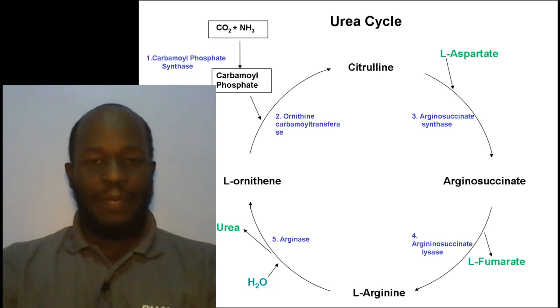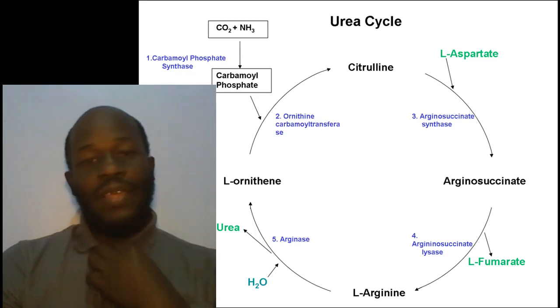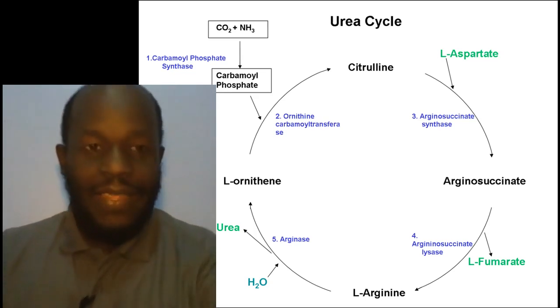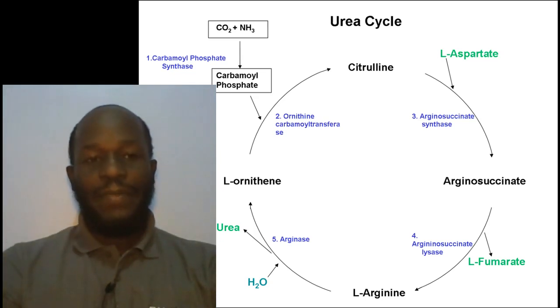Okay, now this carbamoyl phosphate enters the urea cycle. The carbamoyl phosphate that is produced when carbon dioxide and ammonia are converted by the enzyme carbamoyl phosphate synthetase enters the urea cycle and combines with ornithine. And remember, we said ornithine is a non-protein amino acid. So carbamoyl phosphate enters the urea cycle and combines with ornithine to form citrulline in the presence of an enzyme called ornithine transcarbamylase.